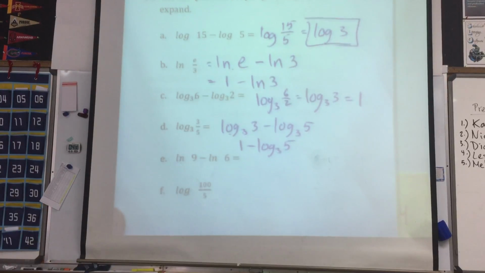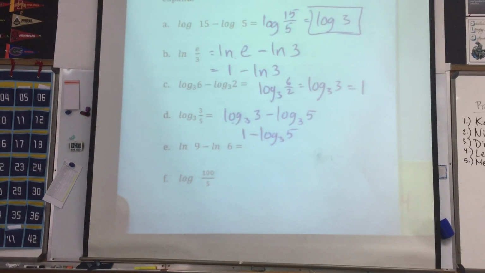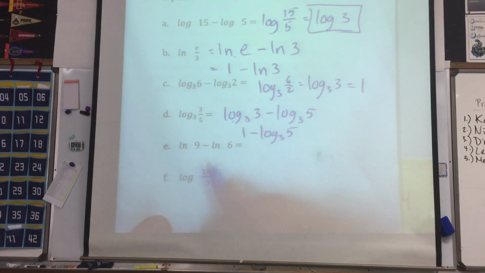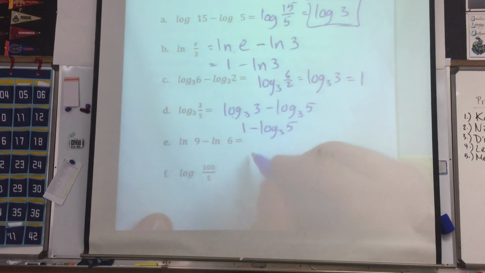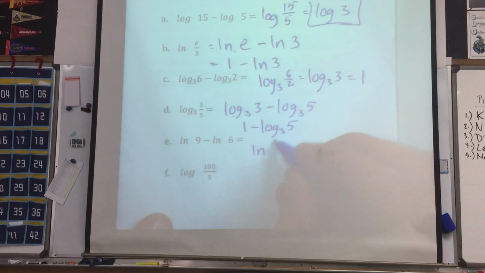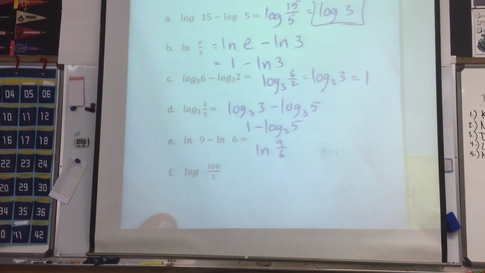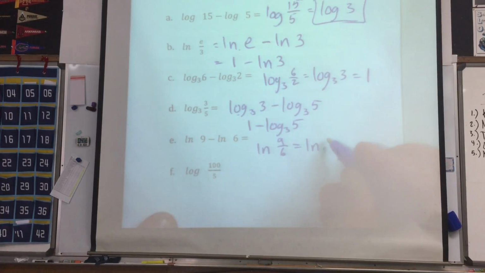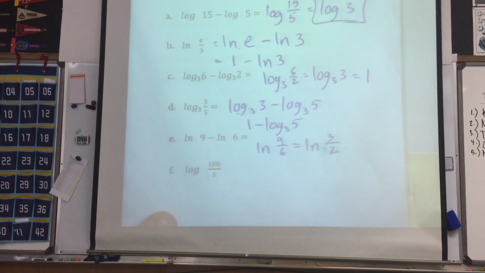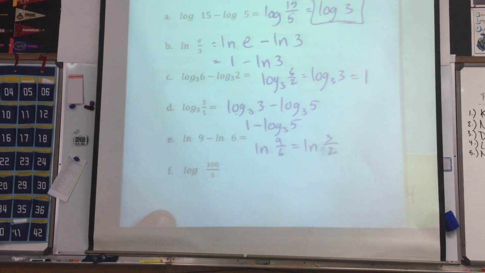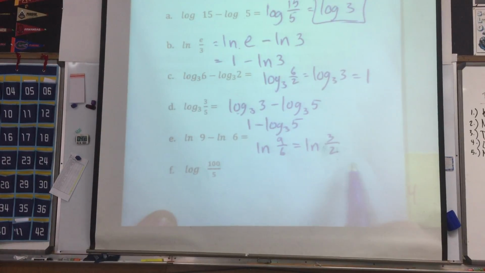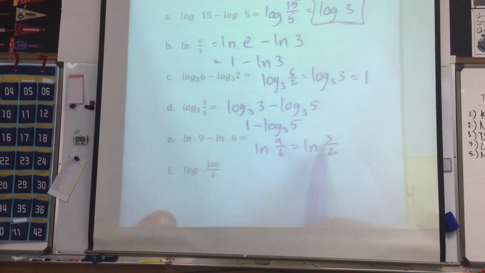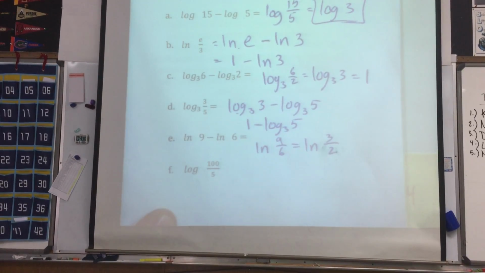E, natural log of 9 minus natural log of 6. That means that I can see the subtraction there. They have the same base. I can write it as natural log of 9 over 6. I can simplify that. They're both divisible by 3, so it's natural log of 3 over 2. And that's it. Nothing else to do. Don't split them up again. If they're like this, then that means I want it like this. If it's already written like this, then I want you to expand it and split them up.